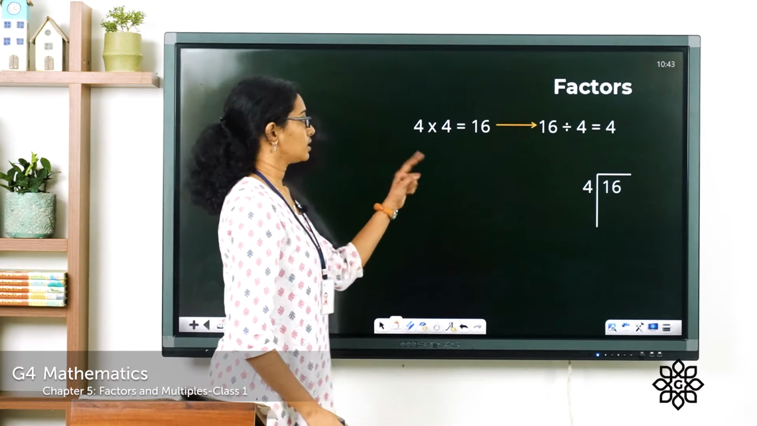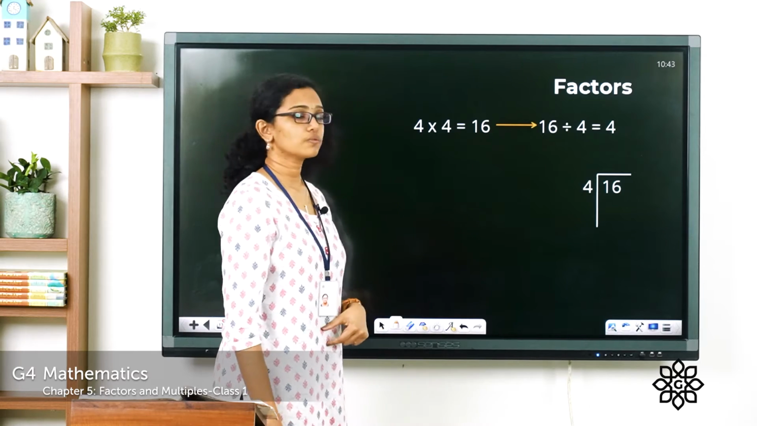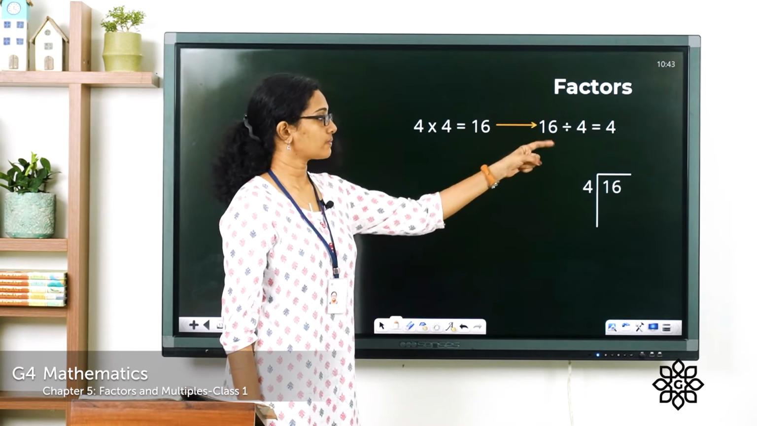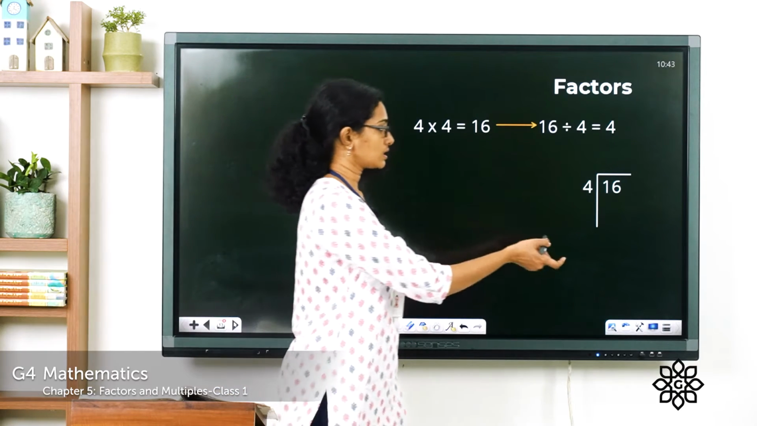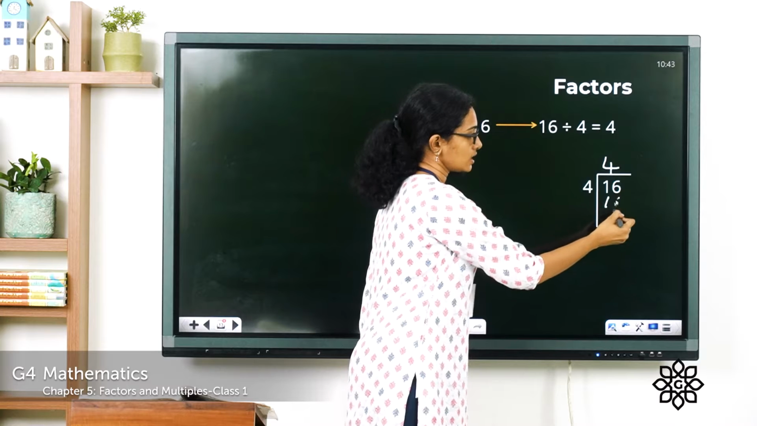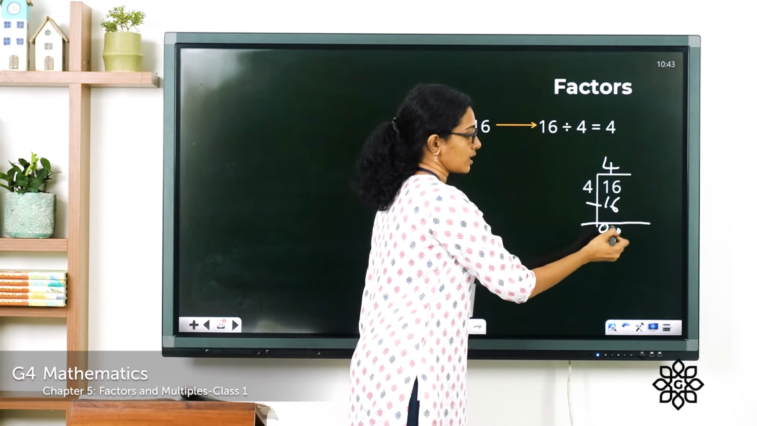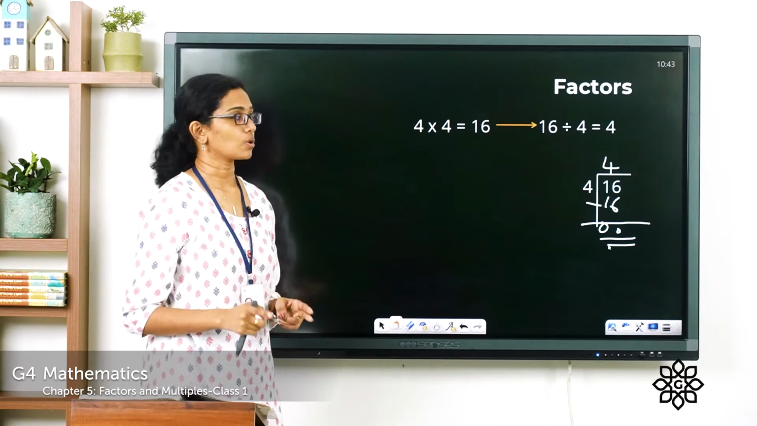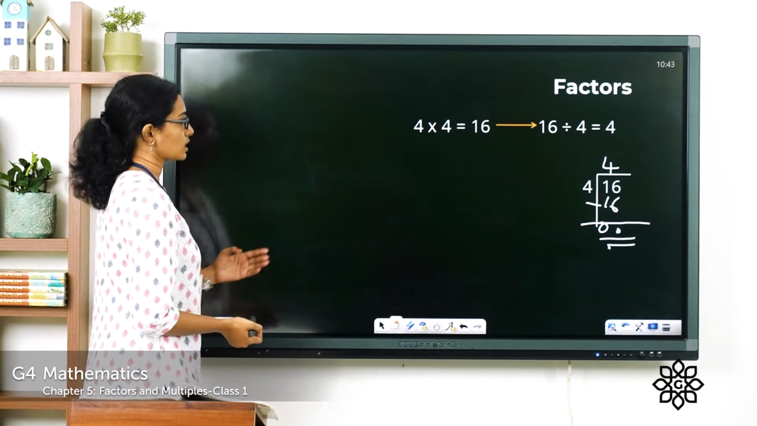Now let's see the last case. 4 into 4 is equal to 16. The division fact would be 16 divided by 4 is equal to 4. Let's see the division. 16 divided by 4. We know 4 4s are 16. We write it here. We subtract. Here also there is no remainder. The remainder is 0. So what do we understand from this?